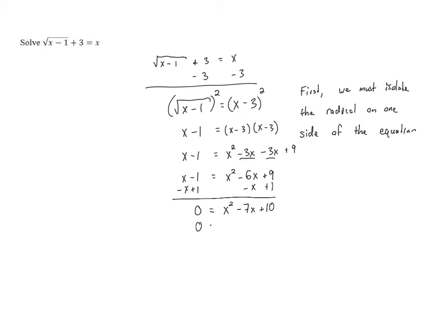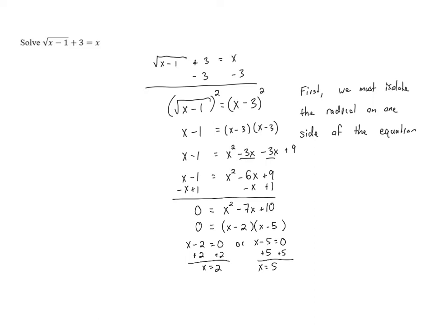And we can factor this using the unfoiling method. We need two numbers that have a product of 10 and a sum of negative 7. Those are going to be negative 2 and negative 5. So we have 0 equals x minus 2 times x minus 5. Now we can use the zero factor property. So we set each of those factors equal to 0. x minus 2 equals 0, or x minus 5 equals 0. And when we solve these resulting equations, we end up with x equals 2 for the first one, or x equals 5 for the second one.